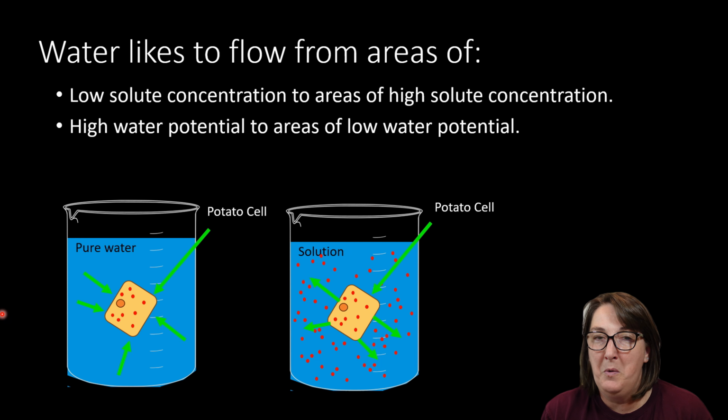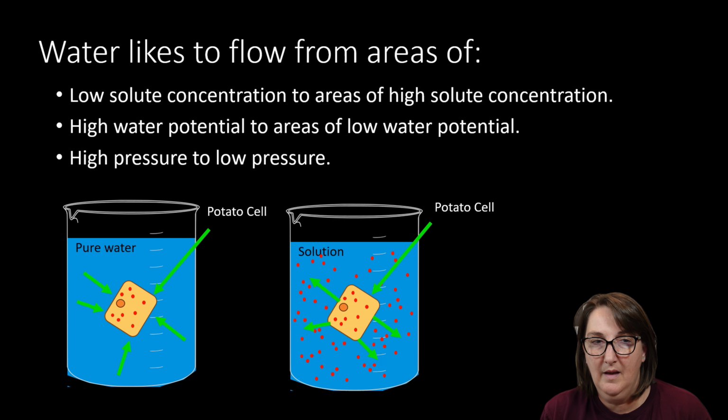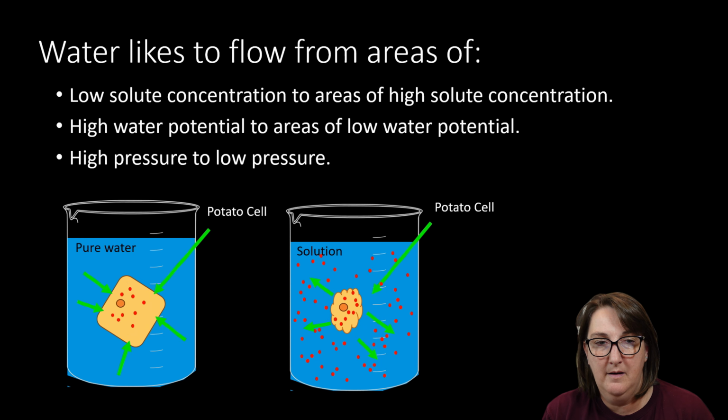We also say high water potential to areas of low water potential. So again, I go from a high water potential to a low water potential. I go from a high pressure to a low pressure. So I can go from an area where I have a lot of force being pushed on to an area where I have less force being pushed. So when this happens, water comes in, I'm going to swell, water leaves, the cell will shrink and shrivel.